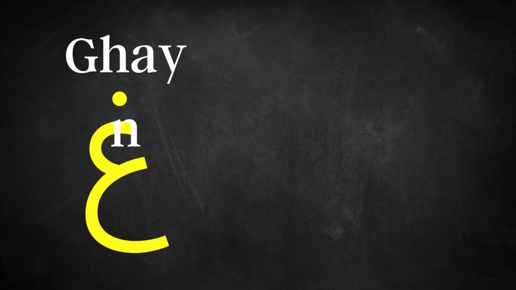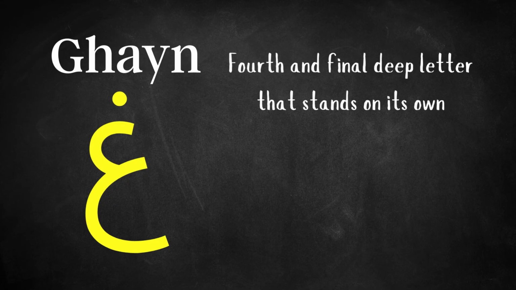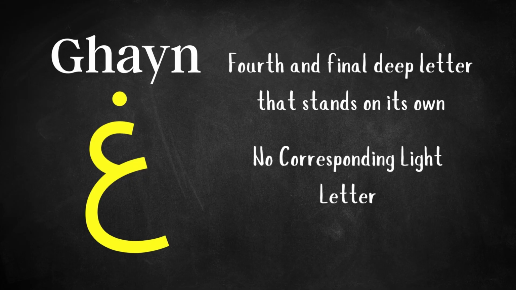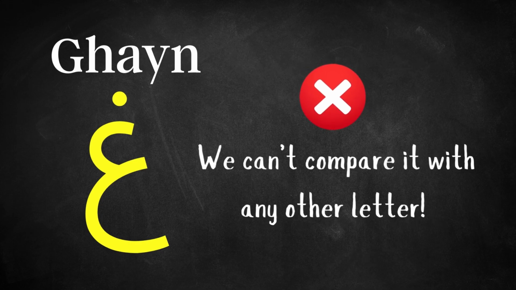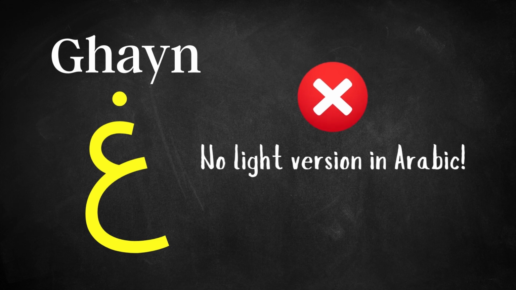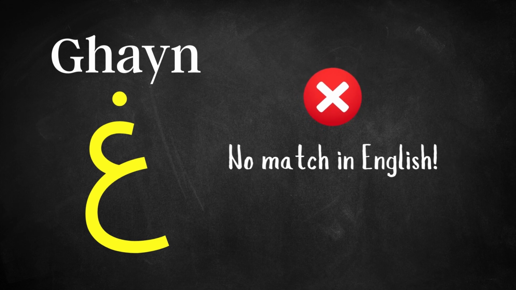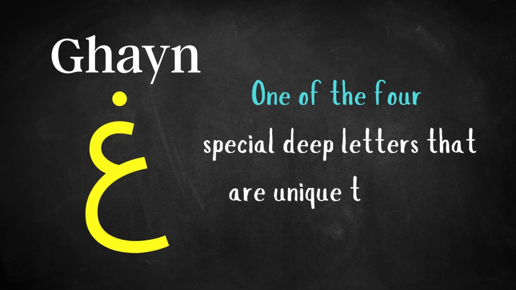8. Letter Ghain. This is the 4th and final deep letter in Arabic that stands on its own, without a corresponding light letter in Arabic, and without any equivalent sound in English. We can't compare it to any other letter, because it has no light version in Arabic and no match in English. It is also one of the 4 special deep letters that are unique to Arabic.